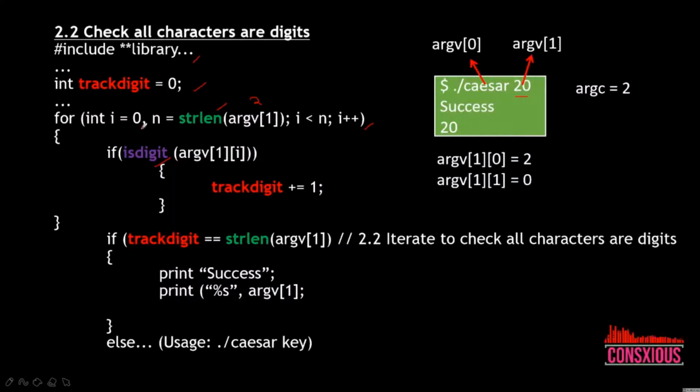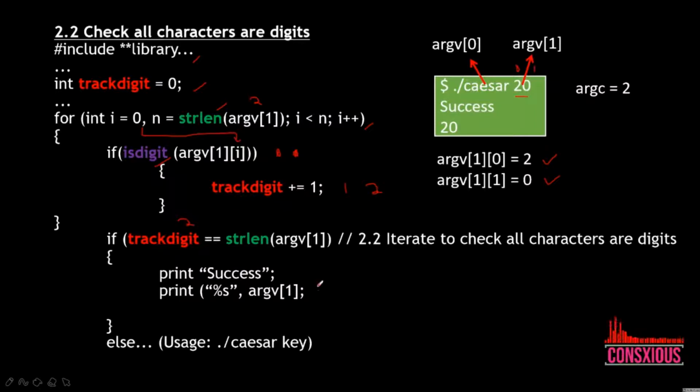What does this mean? For example, i equals 0. Since the string length is 2, the index will be 0 and 1. Sorry, this is going to be 0 and 1. So the track digit, for example, 10 here, 1 is a digit, so we plus 1 here. Then 0 is still a digit, so we plus 1 and it equals 2. So the track digit will become 2 here.